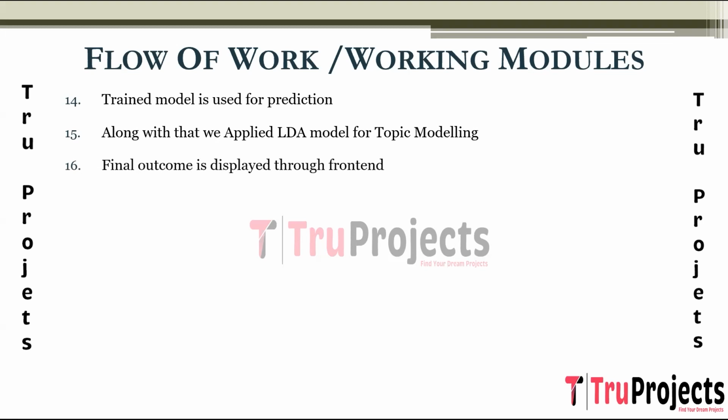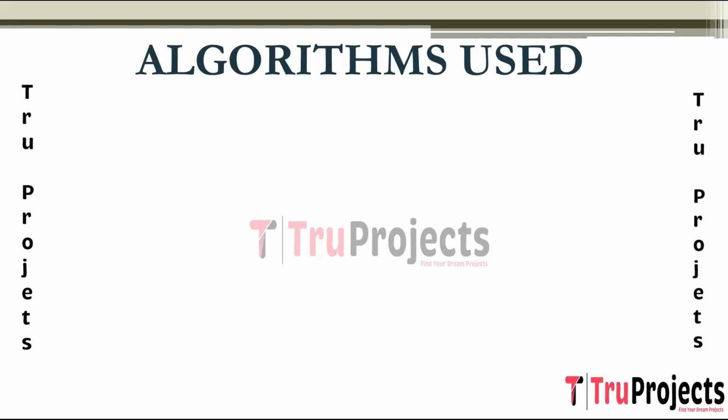Final outcome is displayed through the frontend. The results of the model predictions and topic modeling are seamlessly integrated into the web application's frontend. Users can visually assess the outcomes, providing them with valuable insights derived from the model's analysis. Now we will know what are the algorithms used in the project.